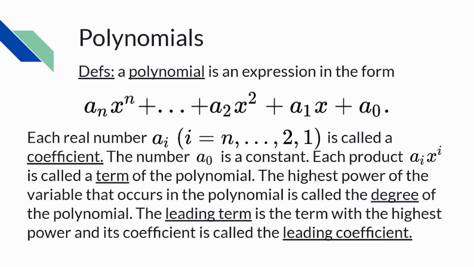So let's break down a few more definitions here. Each real number, a sub i, where i runs from n all the way down to 3, then 2, then 1, is called a coefficient. Okay, so each number in blue here is a coefficient. All right. The number a sub 0 is a constant. Okay, so this is just some number that's tacked on to the end here.